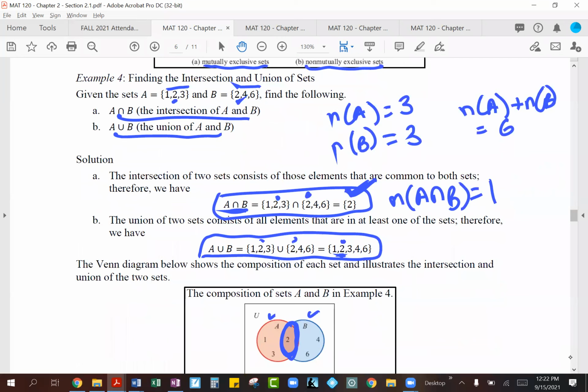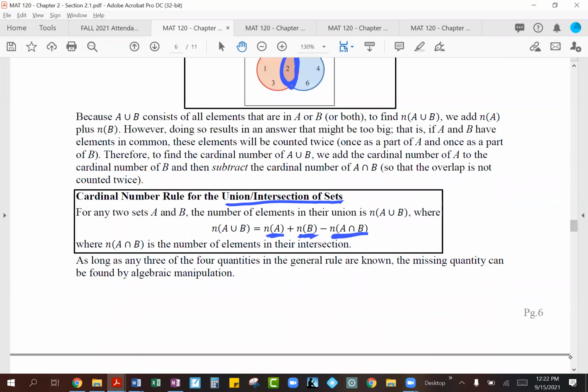If you look at the union, it has only 5 in it. So if I just add the cardinal numbers for A and B, I get a total of 6. But when you are calculating the cardinal number for your union, just using those examples, you would have 3 plus 3, which would be 6. But then our intersection, remember, only had one element. So that's why you subtract 1 from it. And this gives you the total for your union.